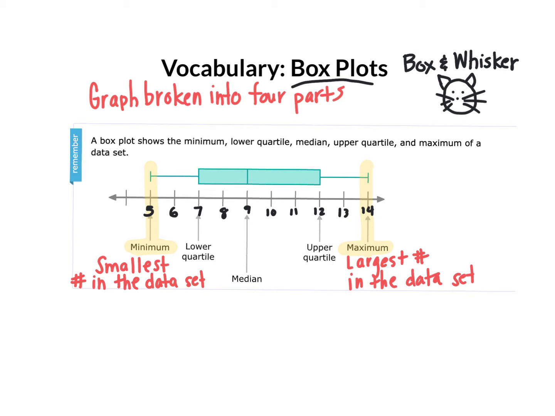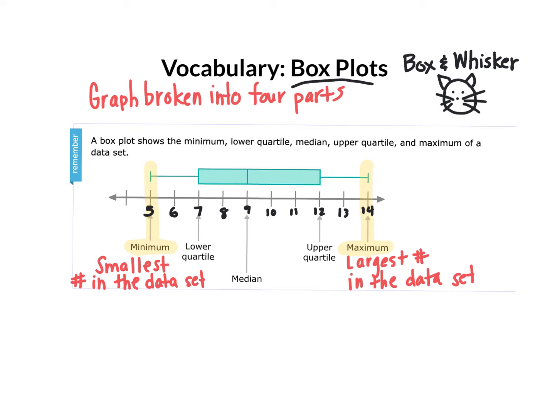So el minimum es el chiquito y el máximo es más grande, okay? So in this case, la más chiquito es 5 and lo más grande is 14. Okay, so we have the smallest and we have the largest number. That's pretty easy. It's called minimum and maximum. In this case, it's 5 and 14, okay? And then we have what we already know.